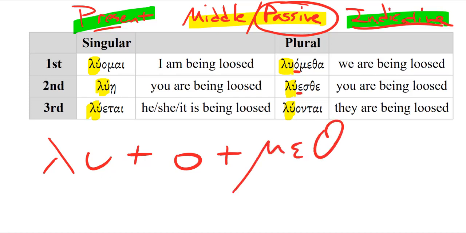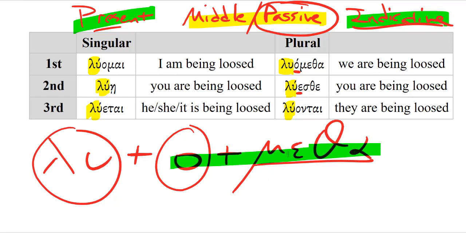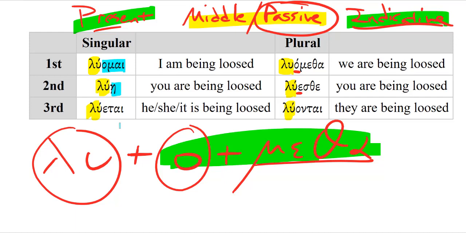And then you have your personal ending. So really you have three parts. You have the stem, you have the connecting vowel, you have the personal ending. But we're really thinking about the connecting vowel and personal ending already combined as they appear up above. So that's omai, a, notice the iota subscript, etai, amatha, esthe, antai.